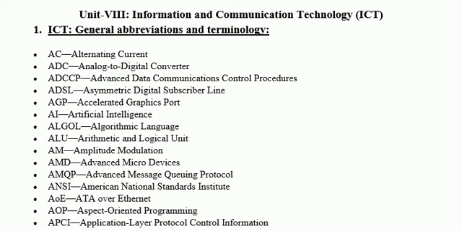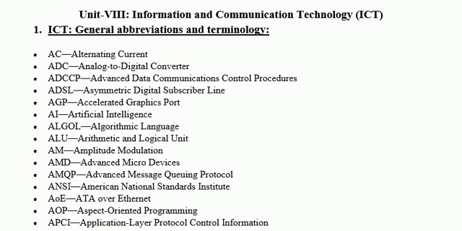Now the next one is AOE. AOE stands for ATA over Ethernet. The meaning of ATA is Advanced Technology Attachment over Ethernet. AOE is a network protocol. The most important part is that AOE does not use Internet Protocol. It cannot be accessed over the internet or other IP networks. In this regard, it is more comparable to Fibre Channel over Ethernet.